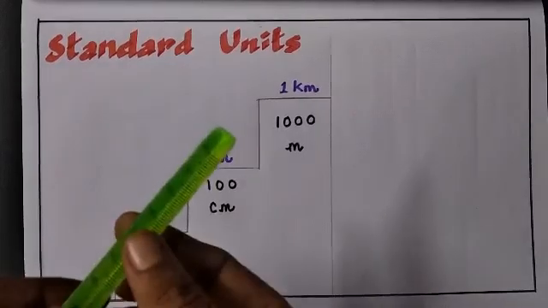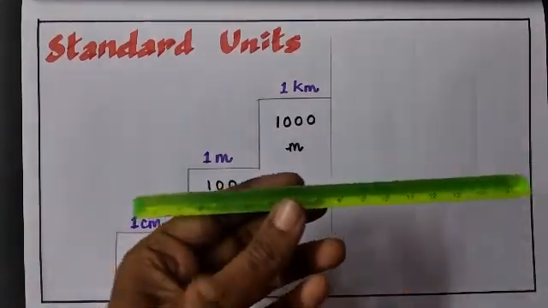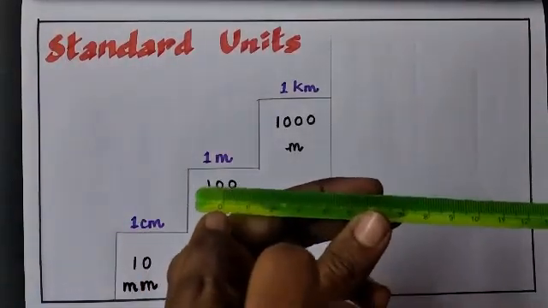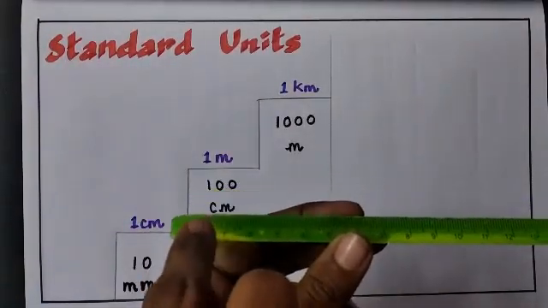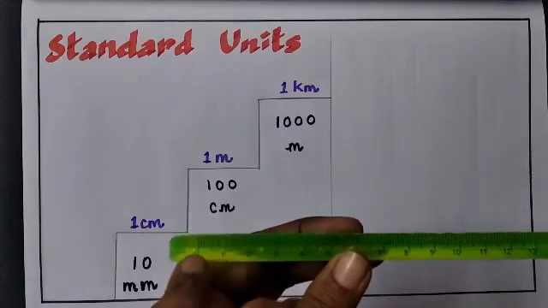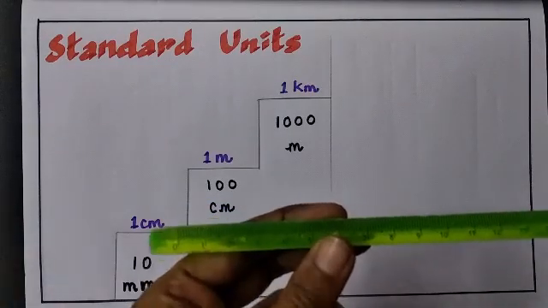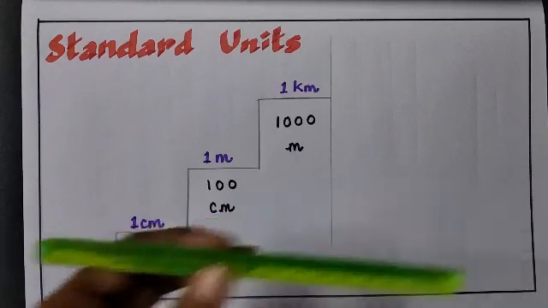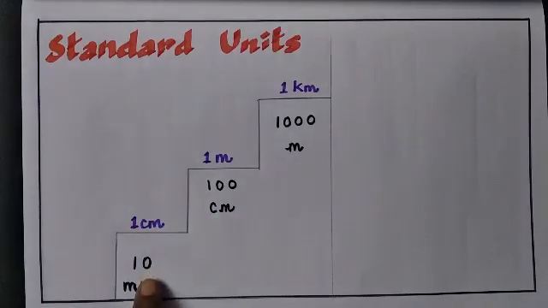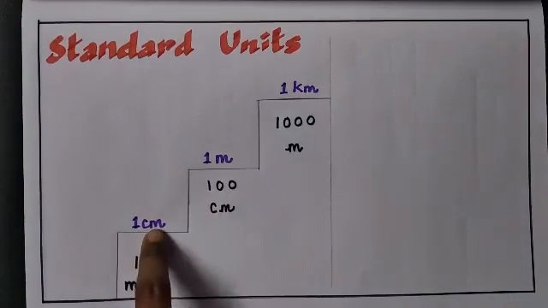See, if you have a scale in your house, just take it and see from the 0 to the 1, 10 small lines will be there. That is only 10 millimeters. This 10 millimeters makes 1 centimeter. Okay, children, next after millimeter comes centimeter, isn't it?